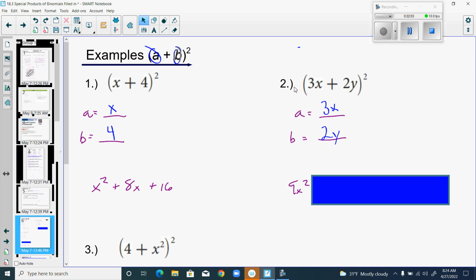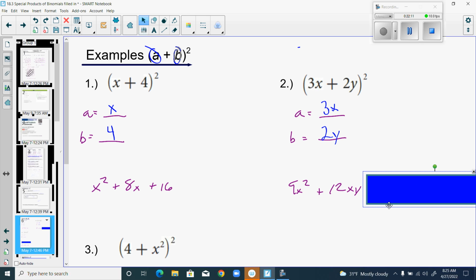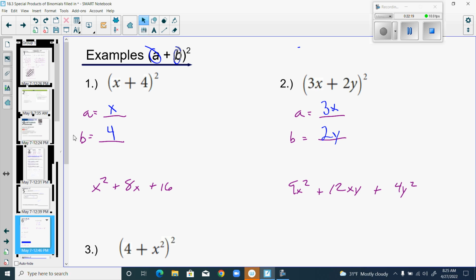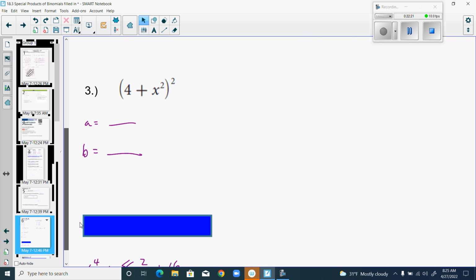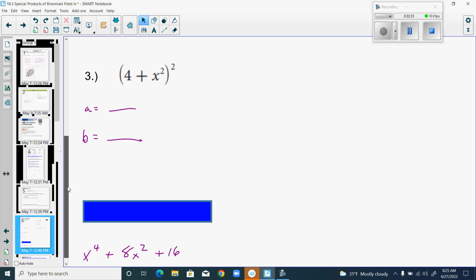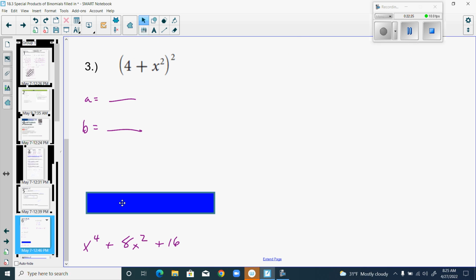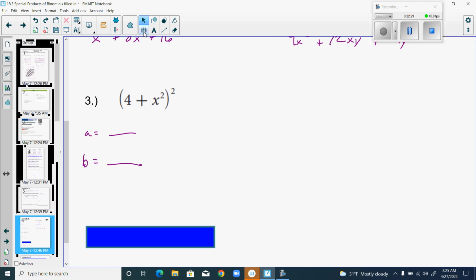And then my last term is the square of the last term of the problem. So 2y in parentheses squared is 4y squared. Okay, last one here on this page. So let's do that. For now, my A value is 4, my B value is x squared. And so now I want to find my answer.